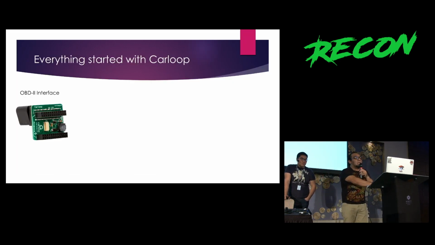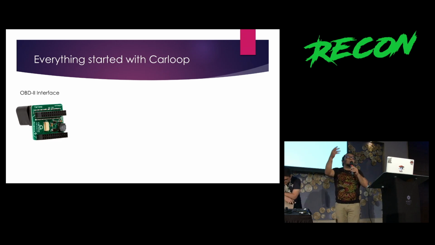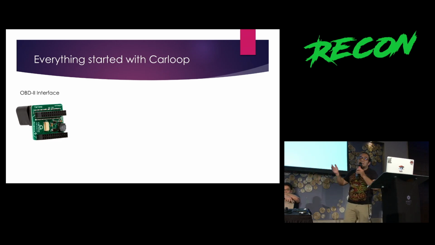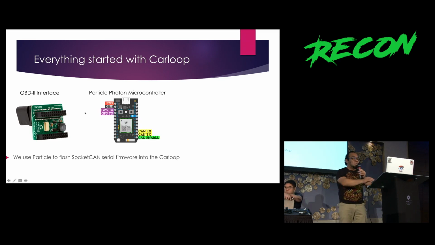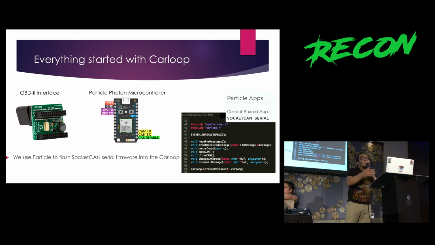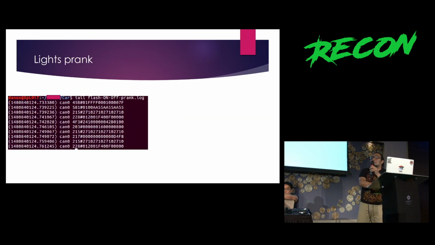So we started with the famous OBD2 port, which is just a specific interface that you connect to your car. We use a specific one, which is CarLoop, that uses a specific microcontroller. That microcontroller allows us to flash the SocketCAN serial firmware into that OBD2. That way we can communicate with the car and start doing basic stuff. It comes with an SDK, so it's pretty cool. You can just create your own development, flash it into your CarLoop, which has Wi-Fi communication, and that was our initial starting point.